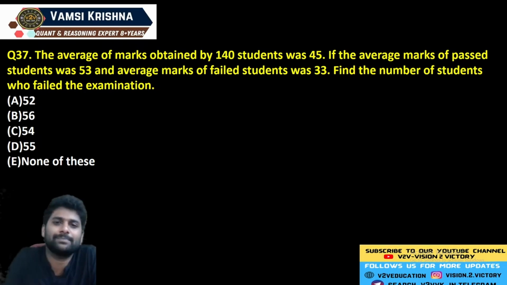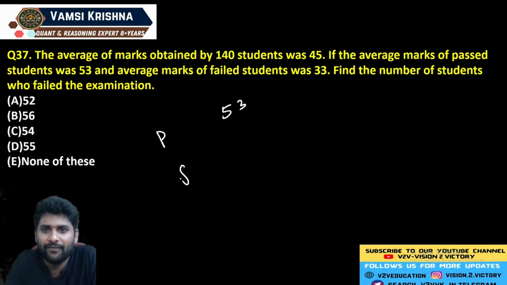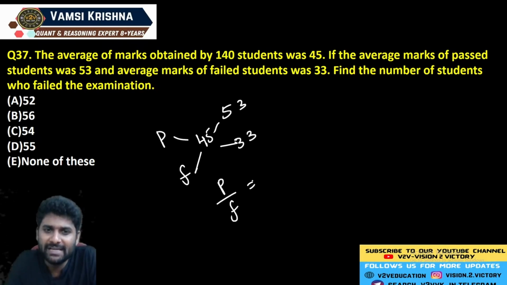See, the average marks obtained by 140 students was 45. It's an overall average of 140 students. The average marks of passed students, see, passed student average is 53. Failed student is 33. And overall average is 45. And you already know that P is the difference of these two numbers. 45, 33. Difference of 12 units.